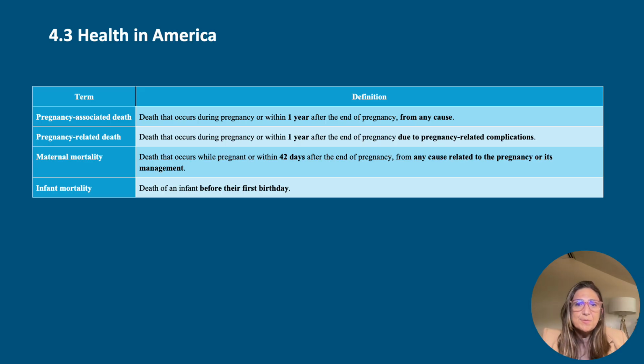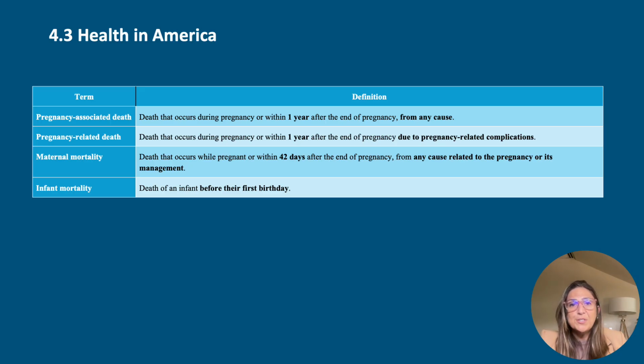Maternal mortality refers to deaths that occur while pregnant or within 42 days after the end of pregnancy from any cause aggravated by the pregnancy or its management. And the maternal mortality rate in the United States exceeds that of any other high-income country, and it's growing. And it's disproportionate when we look at it within groups. So when we look at race and ethnicity, there's a huge disparity there.